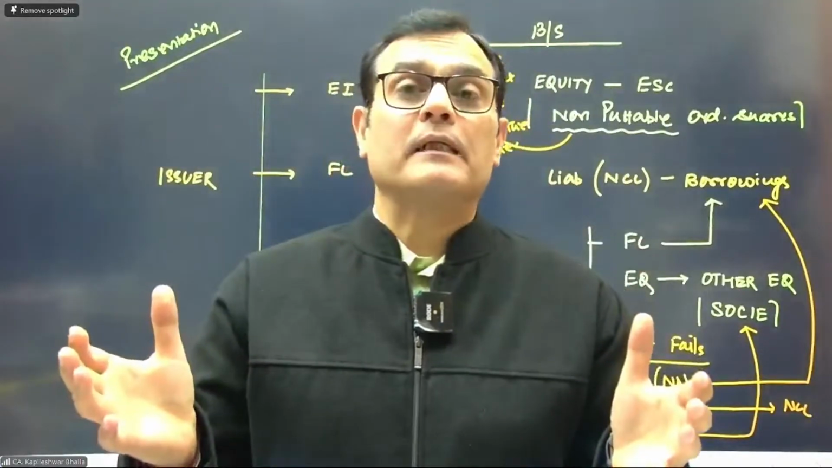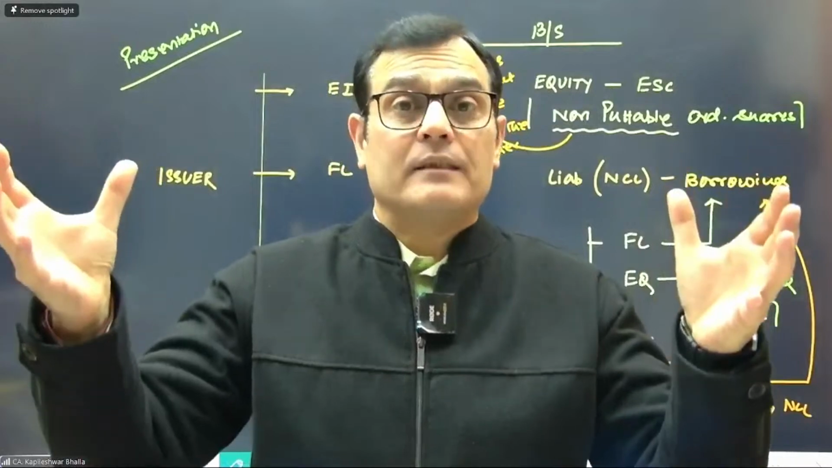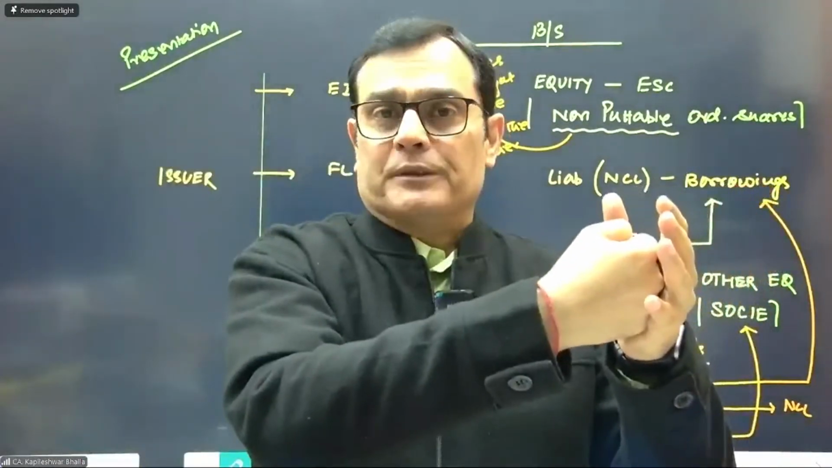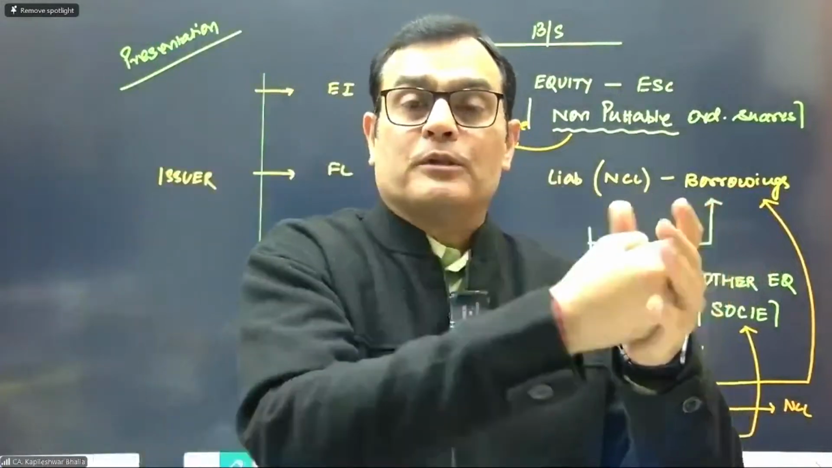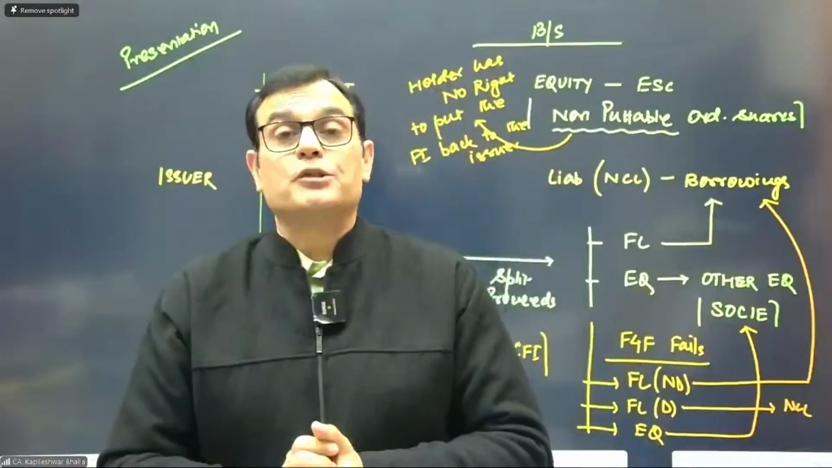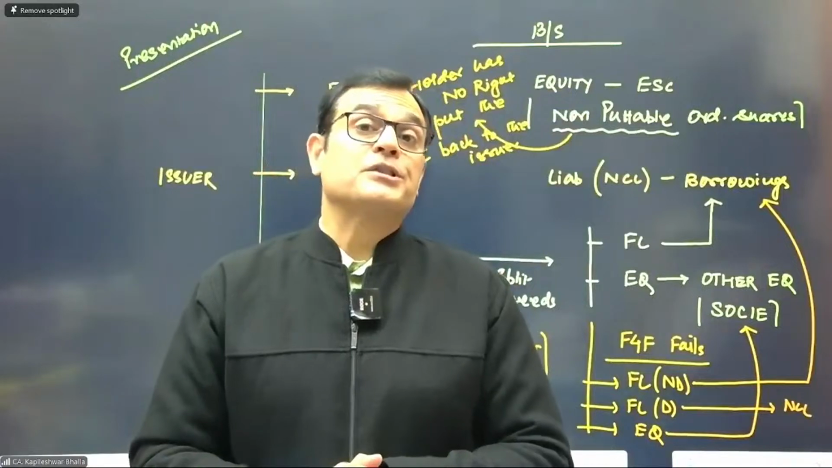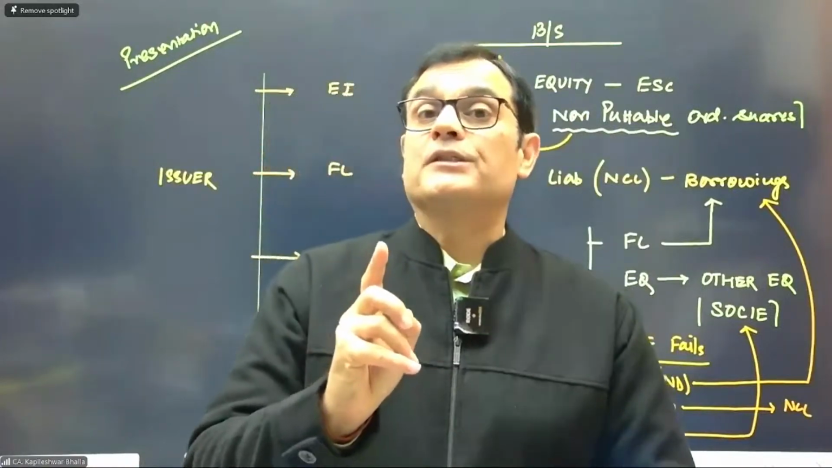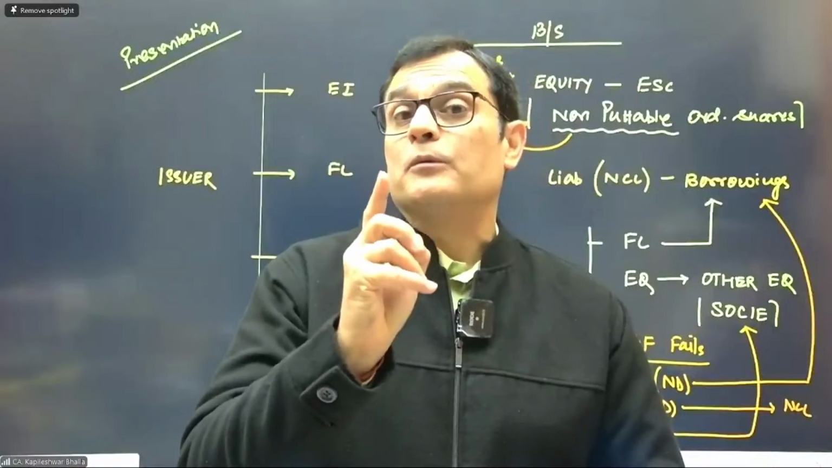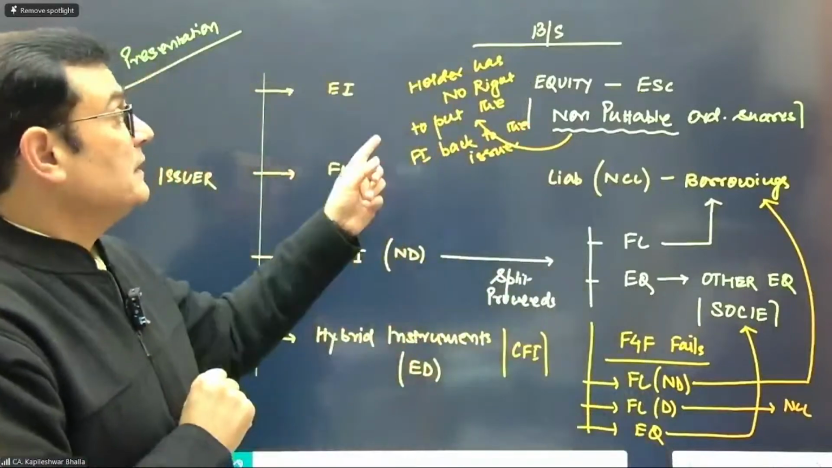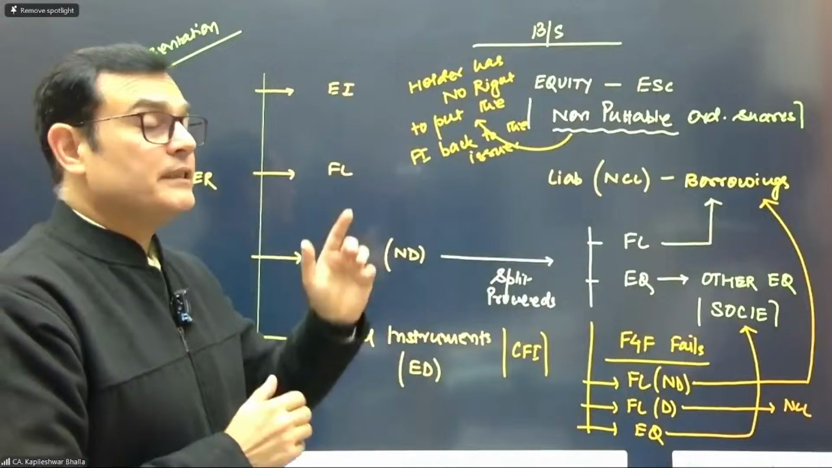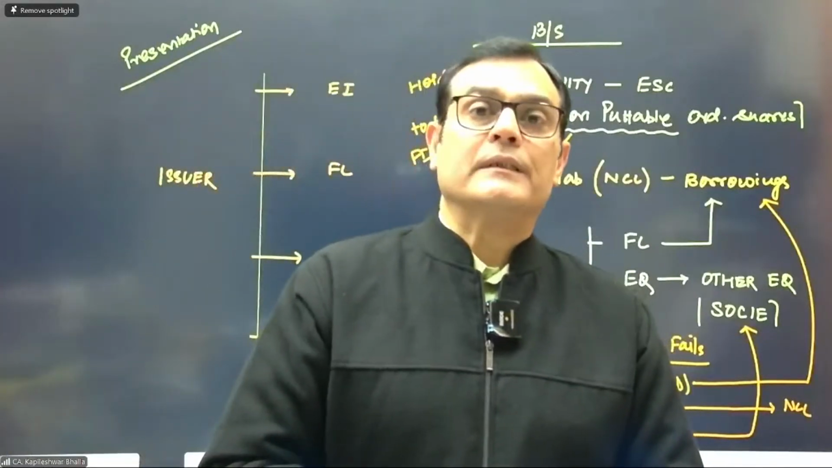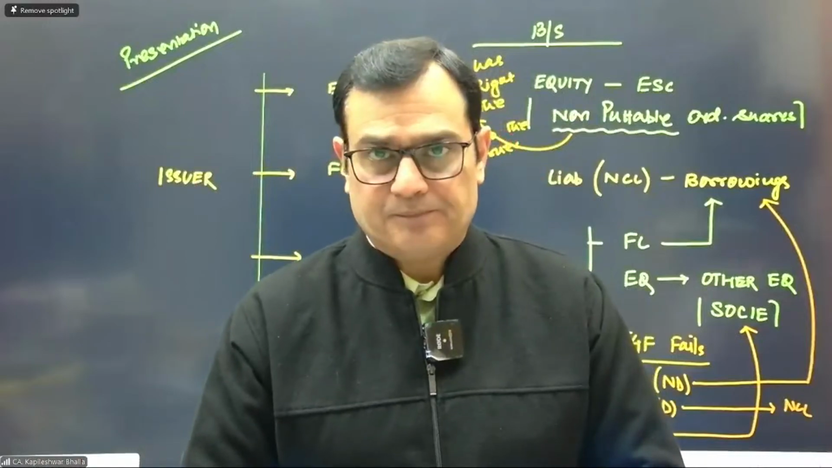So what do we mean by puttable and non-puttable? When the holder gets the right to put the instrument back to the issuer, it is called a puttable ordinary share, which is a financial liability. So in order to call it an equity instrument, it needs to be non-puttable. Non-puttable means the holder gets no right to put the instrument back. It is going to be presented in the balance sheet under the head equity as equity share capital.